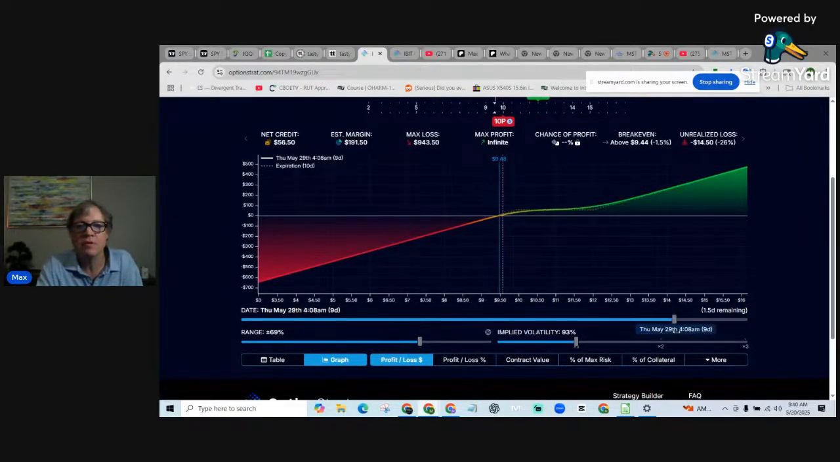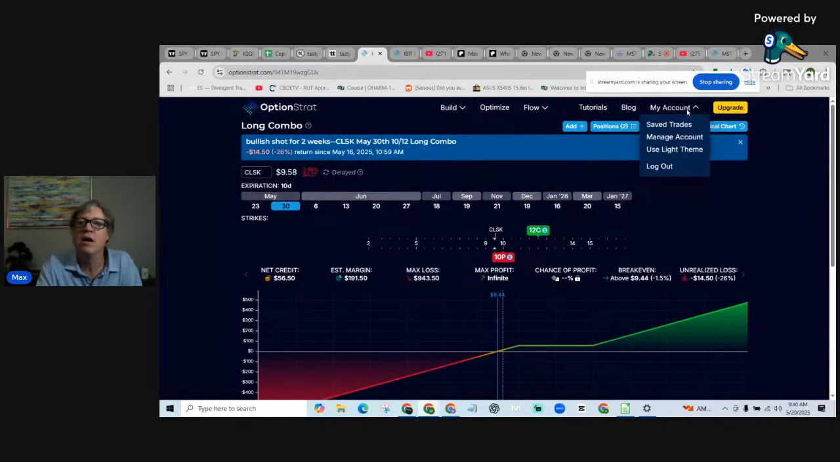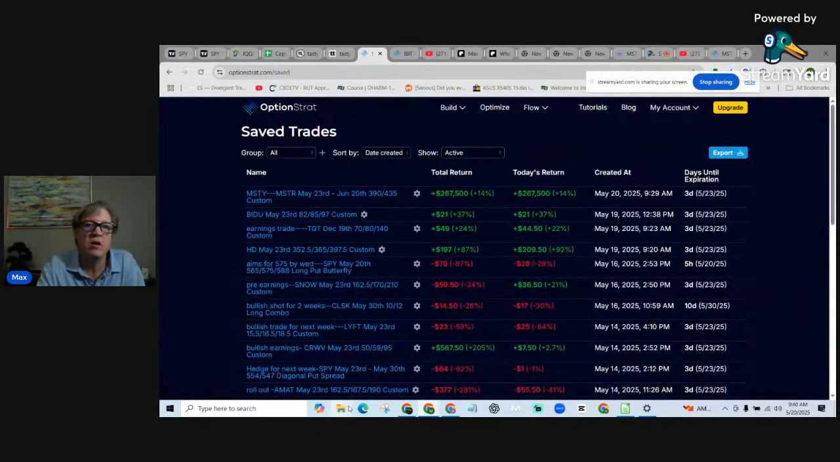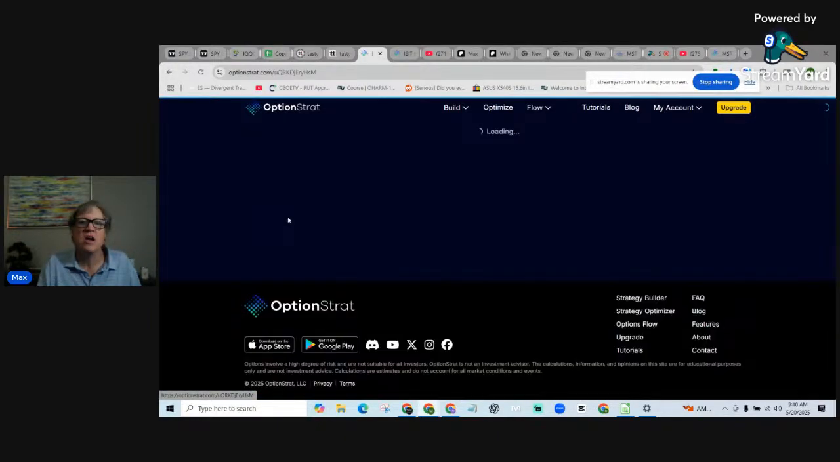I mean, anyway, they'll do well as long as the market goes up. There's the Misty trade we put in, already up $267,000. This Baidu trade had good math.